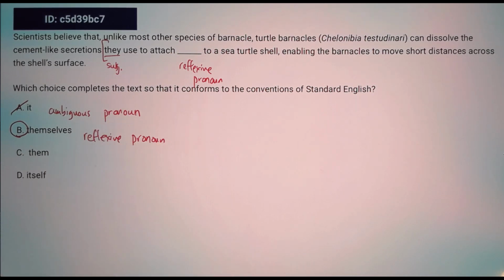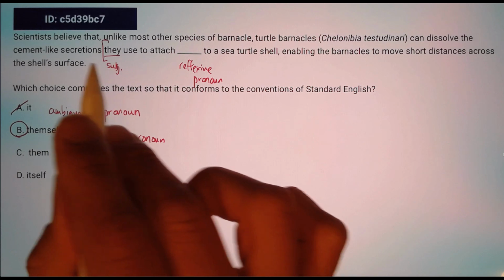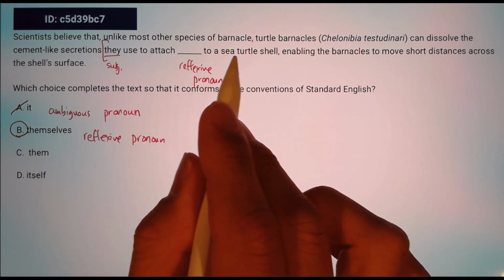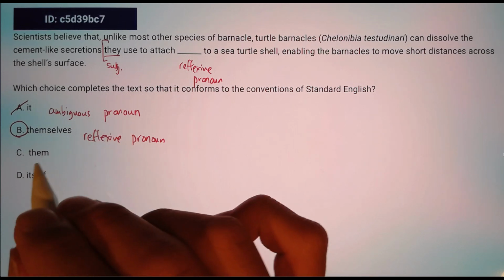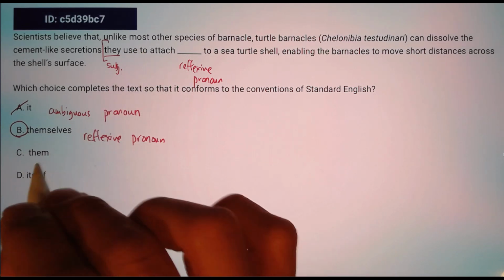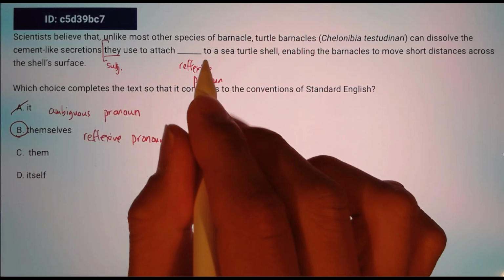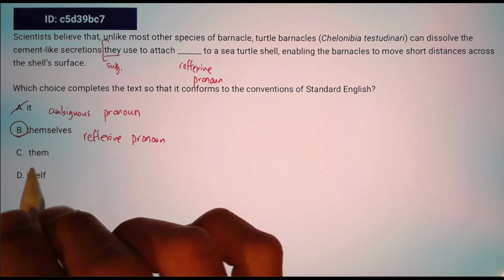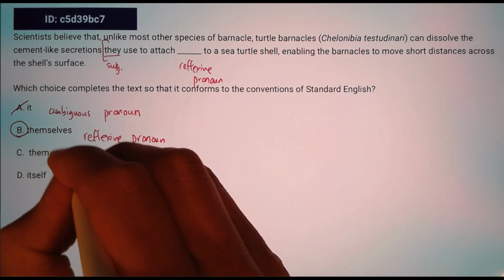Because the subject itself is receiving that action or doing the action, to attach themselves to a sea turtle shell. If you say them, that's not themselves. That's not the barnacles that are attaching to the sea turtle shell. It's going to be another ambiguous pronoun. What's that? Them.